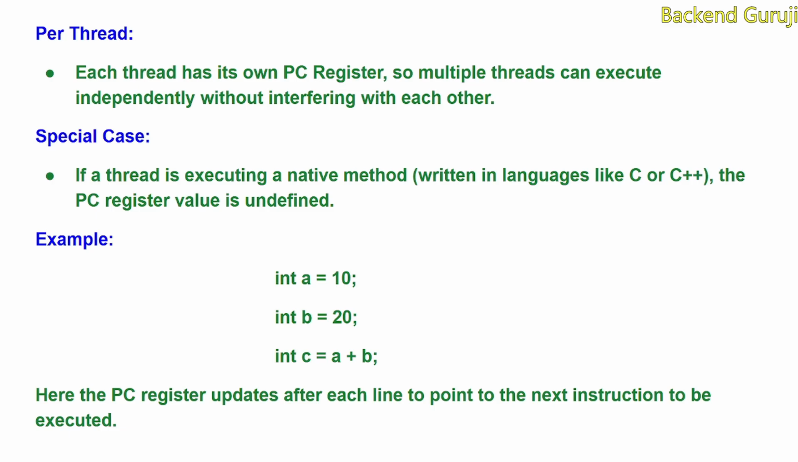Special cases we need to see in the PC register: if a thread is executing a native method written in C or C++, the PC register value will be undefined. Let me explain with an example: int a = 10, int b = 20, int c = a + b. Here the PC register updates after each line, for a = 10, b = 20, and int c = a + b, pointing to the next instruction to be executed.